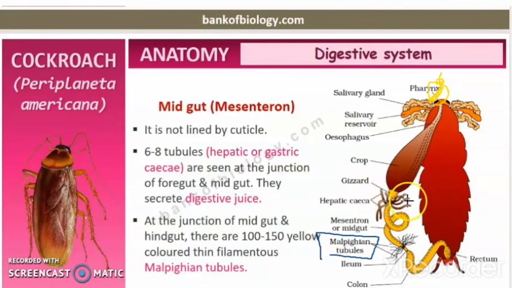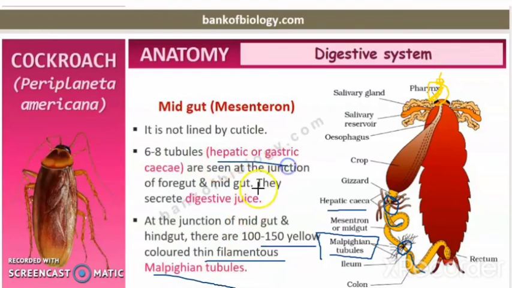So in the upper portion, the digestive system is divided into foregut, midgut and hindgut. At this place where the foregut and midgut join, in this junction we are able to find the hepatic caecae, right? In the same way they help in the secretion of digestive juices. In the same way, this is the midgut and this is the hindgut and this is the junction, no? Here we are able to find a ring of around 100 to 150 tubules, right? They are yellow colored thin filamentous structures and they are called the Malpighian tubules.